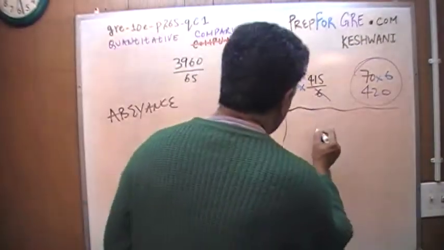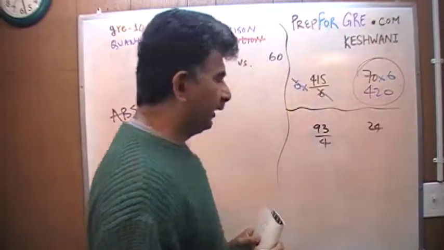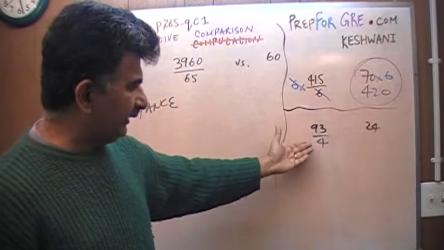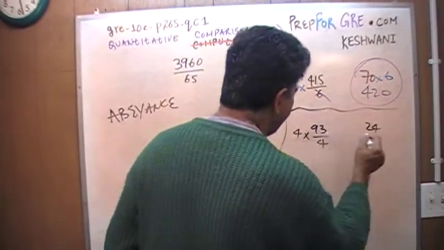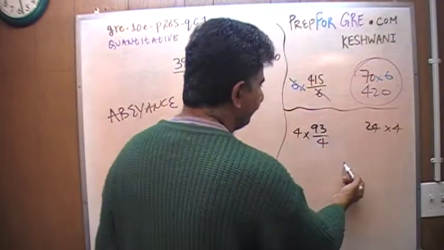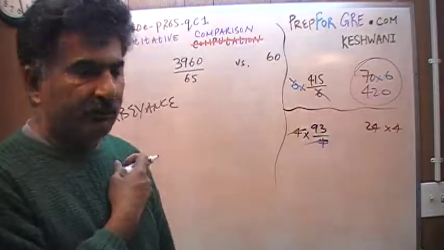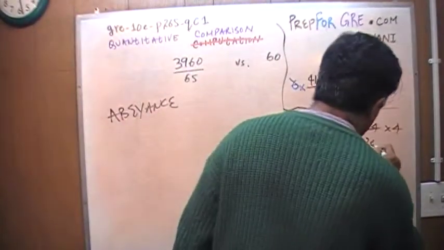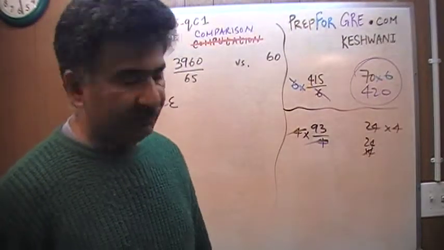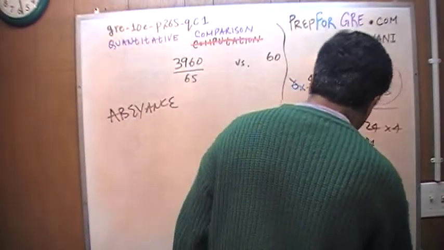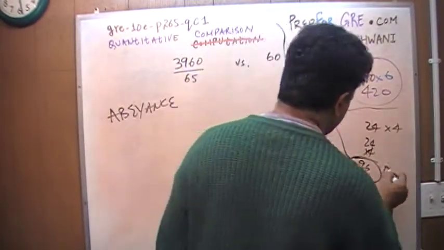Let's do one more. If you wanted to compare 93 divided by 4 versus 24, again the same trick. Instead of wasting my time dividing 93 by 4 and figuring out the exact value there, take the two sides, multiply it by 4. This cancels out. So basically I'm comparing 93 versus 24 times 4. 24 times 4, I know 20 times 4 is 80, and 4 times 4 is 16, so it should be 96. 96 versus 93, as you can see, this quantity is bigger.